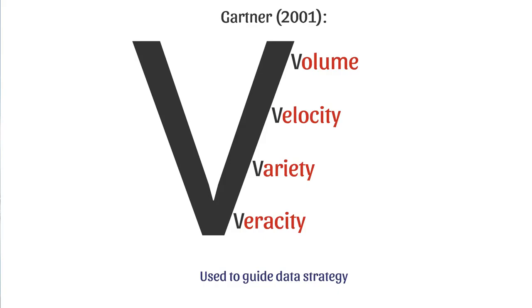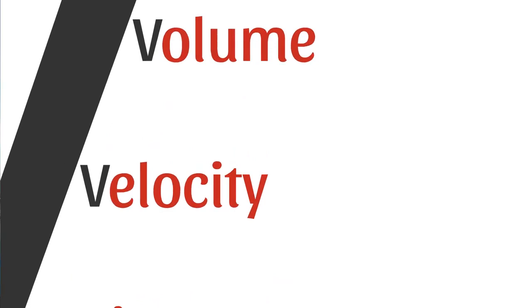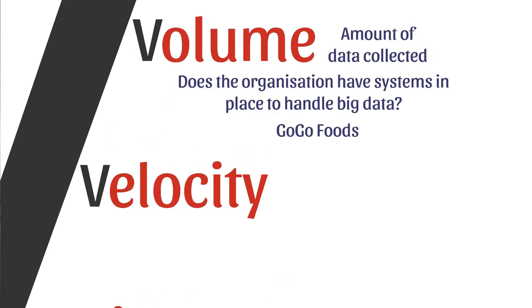So let's have a look at each of these characteristics in more detail and see how it impacts on a data strategy. And we're going to begin at the top of the V with volume. Now, volume refers to the amount of data which is collected by the organization. Big data sets are so large they can't be handled by traditional data processing methods. Now, as part of the data strategy, the organization has to consider whether it has systems in place which are capable of storing and processing big data sets.